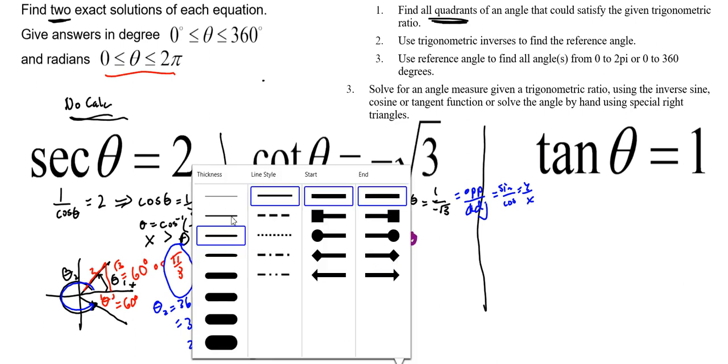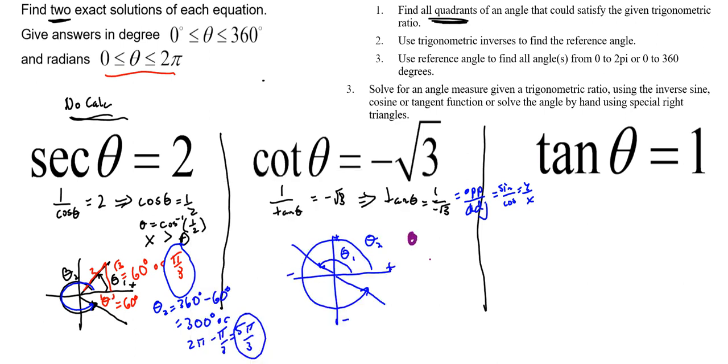I could take an inverse tangent on my calculator, and I could put 1 over the negative square root of 3. And that could help me out, but I can't use that.